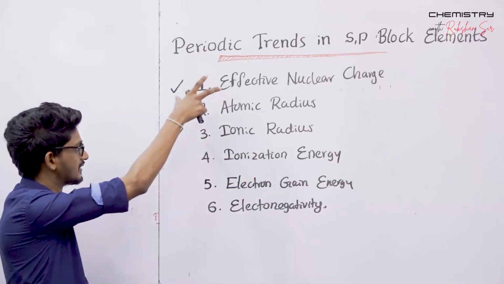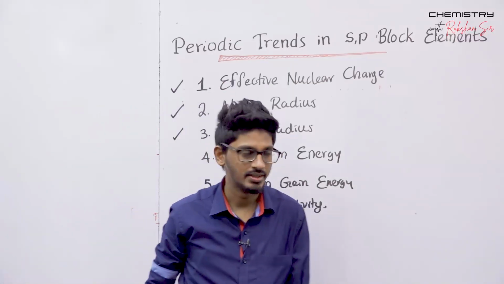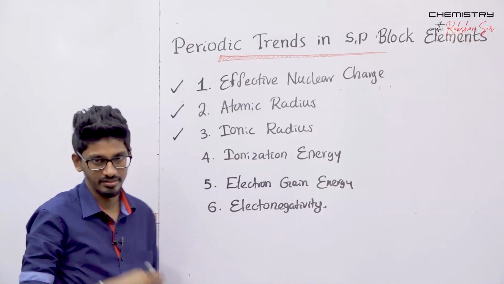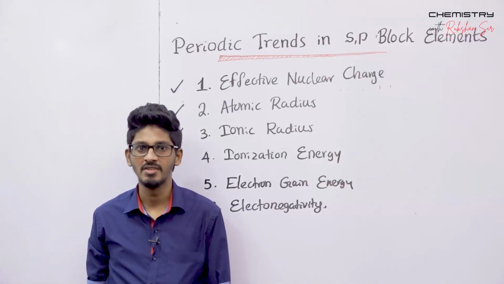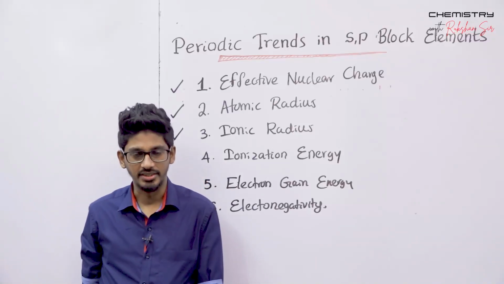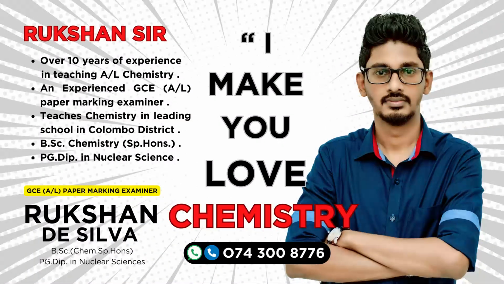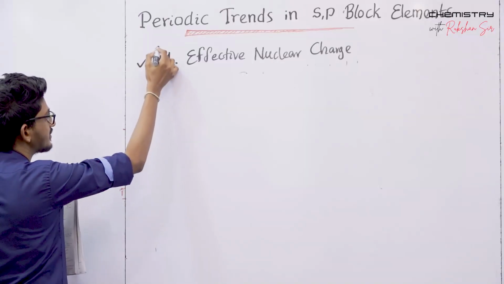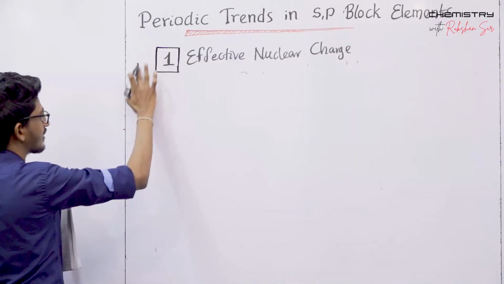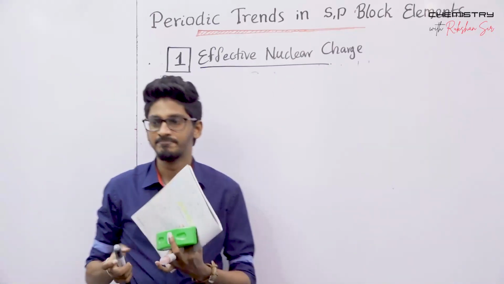So today we'll try to complete these three, and next day we'll start unit 2. Then gradually we'll discuss these things one by one. So we'll start with the effective nuclear charge as the first period trend. Let's start with that. Effective nuclear charge is the first discussion for today. Let's discuss.